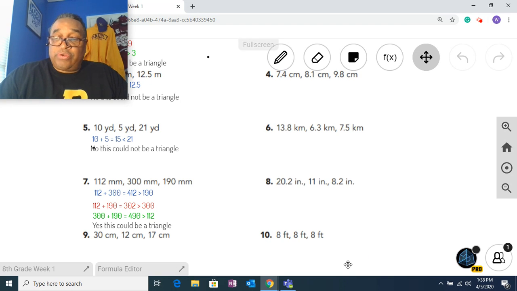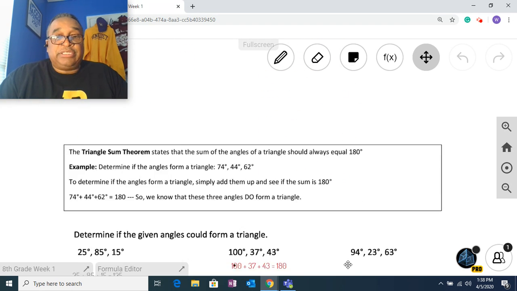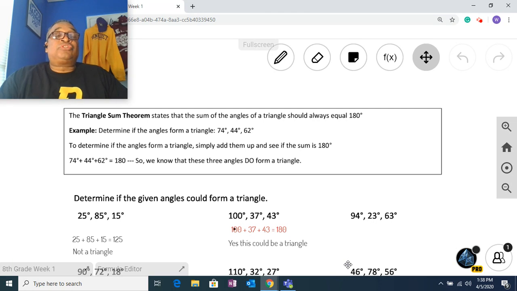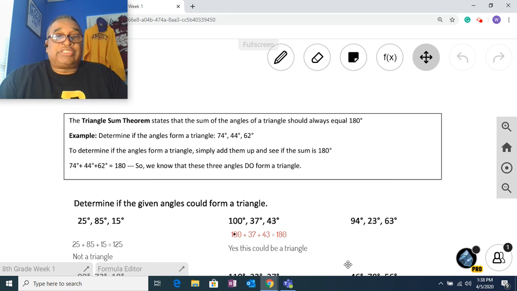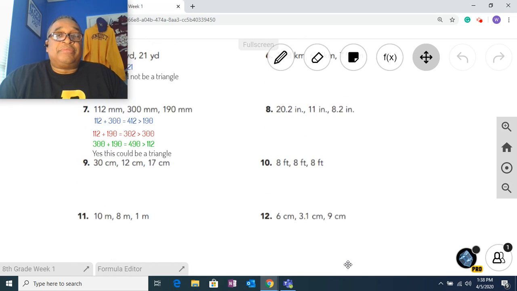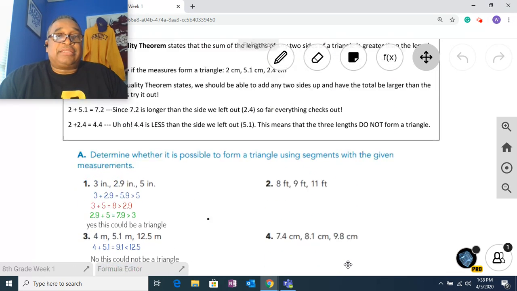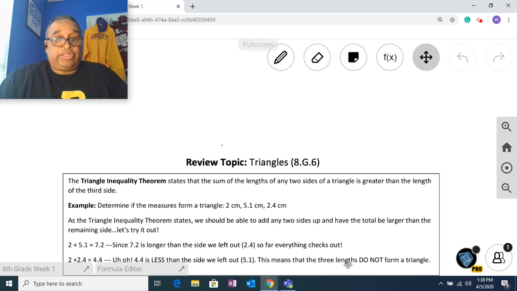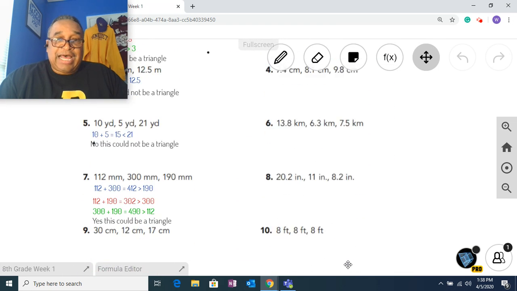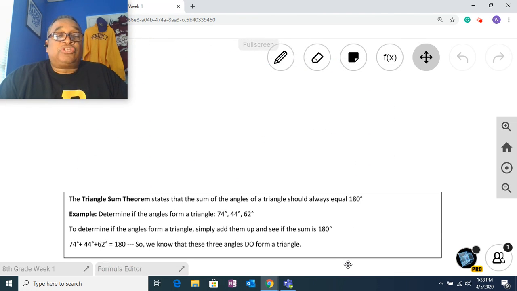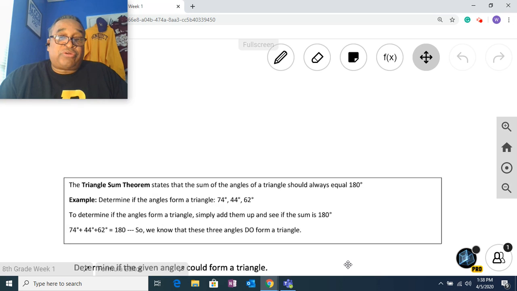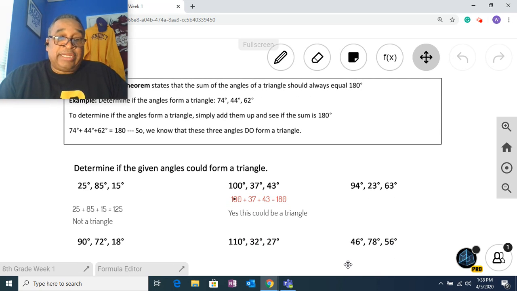Okay, let's go down and look at the next page here. We're looking at the triangle sum theorem. Now, make sure we're saying that right. We looked at the triangle inequality theorem, which is the sum of the sides. And then we're looking at the triangle sum theorem, another super easy topic. It simply says, if I add up the 3 angles of a triangle, they must equal 180 degrees.